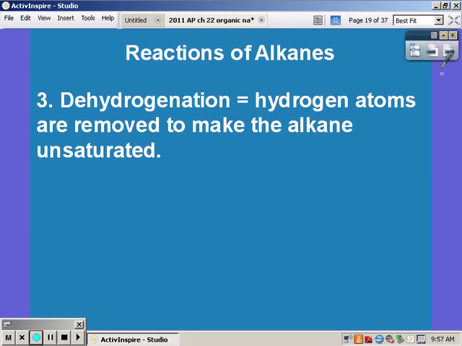And dehydrogenation is when hydrogen atoms are removed to make the alkane unsaturated. So we're going to start with that ethane again. Remove 2 hydrogens to make a double bond, and now we're left with hydrogen gas.